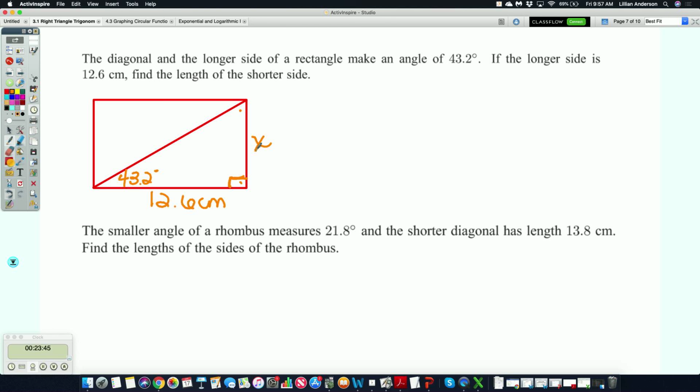What trig function am I going to use? Tangent. Am I using the inverse? No, because I'm not looking for an angle. What over what?